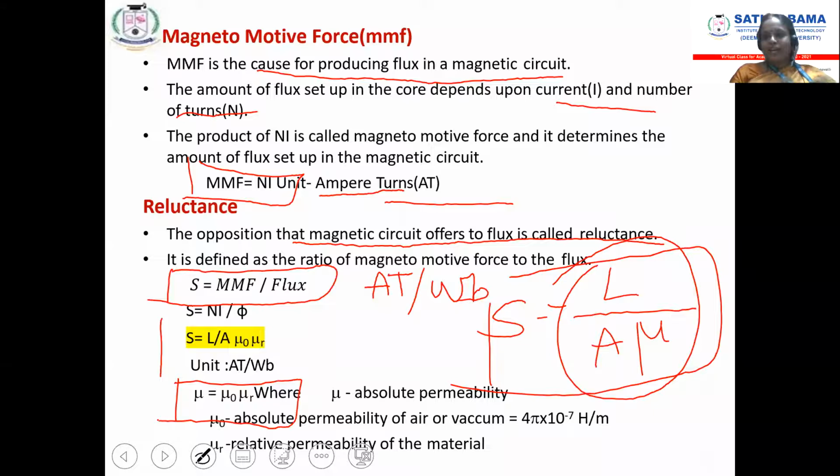I think you people have seen two things here. mmf is N into I, unit is ampere turns, and reluctance is mmf by flux, the unit being ampere turns per Weber, or else L by A mu.